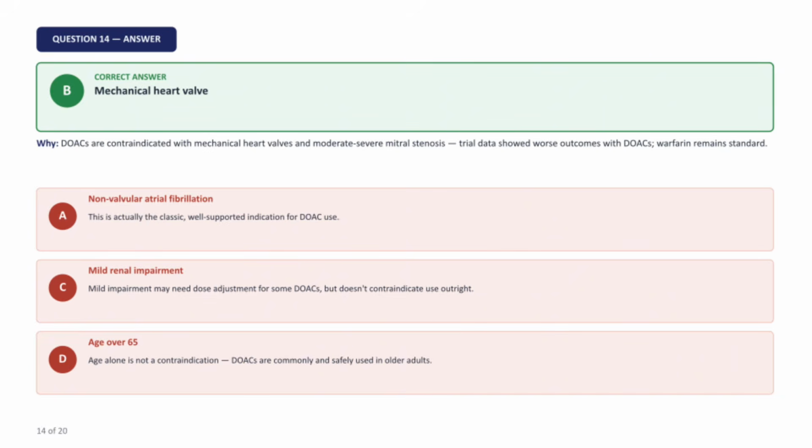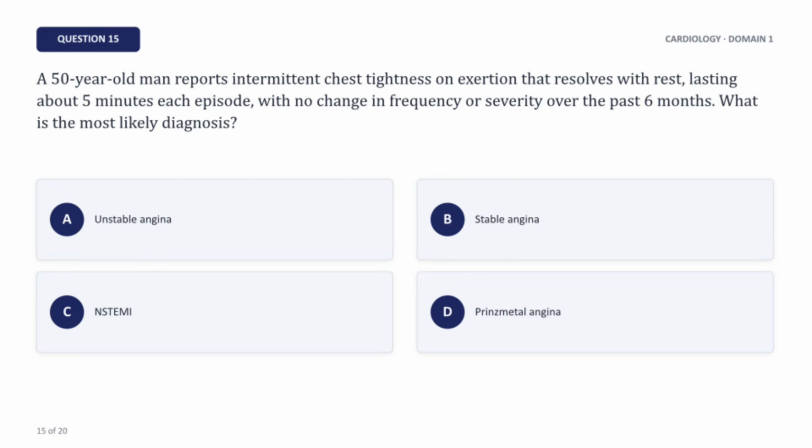This is actually the classic, well-supported indication for DOAC use. Why isn't C correct? Mild impairment may need dose adjustments for some DOACs, but doesn't contraindicate use outright. Why isn't D correct? Age alone is not a contraindication. DOACs are commonly and safely used in older adults. Let's move on to the next question.